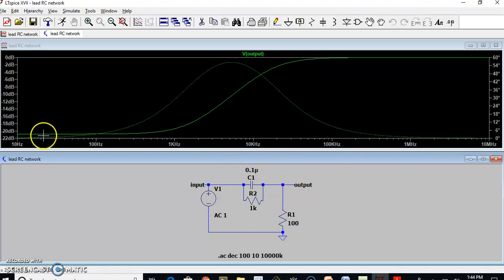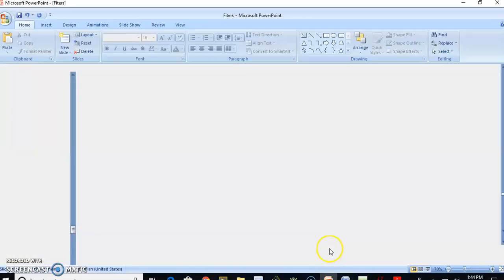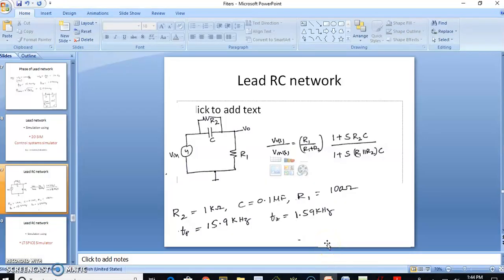This is the magnitude plot. If you can see here, this is the magnitude plot. This magnitude of almost minus 21 dB depends on the values of R1, R2. If you observe that transfer function, the magnitude of this is the magnitude. So whatever you have as R1 by R1 plus R2 happens to be the DC gain.